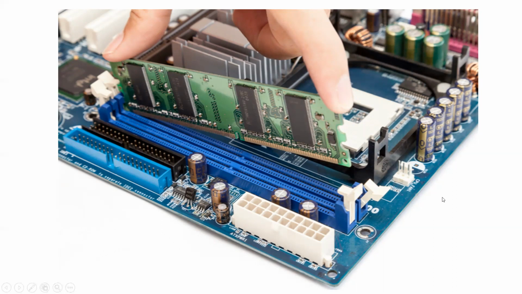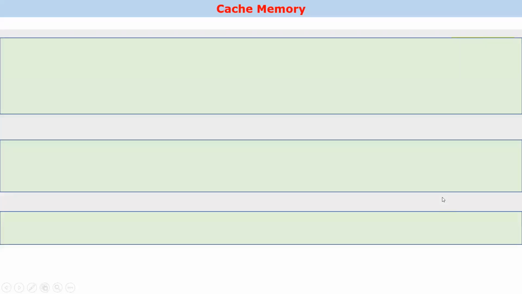Then we can discuss the second type of memory, cache memory. Right. Here we are discussing primary memories. And the primary memories, first one, random access memory, RAM. The second one, cache memory.